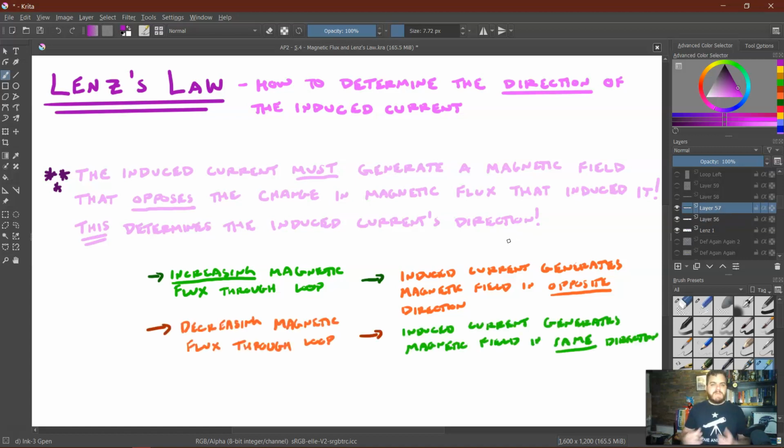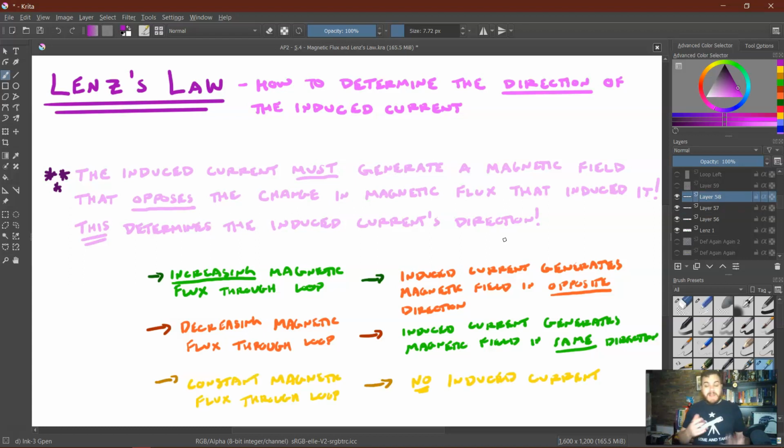Now, let's say it's going the other way. Let's say the magnetic flux through the loop is decreasing. Well, if it's decreasing, and we're trying to oppose that change in magnetic flux, then the induced current will generate its own magnetic field that, in fact, will bolster the field in whatever direction that is. So if you have a magnetic field directed to the right, but it's decreasing, the magnetic field from the wire will also be to the right because it's trying to oppose that decrease.